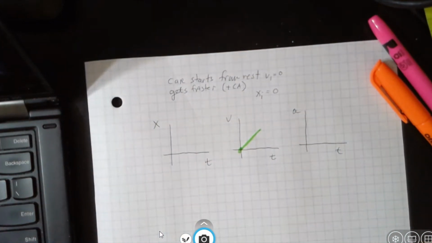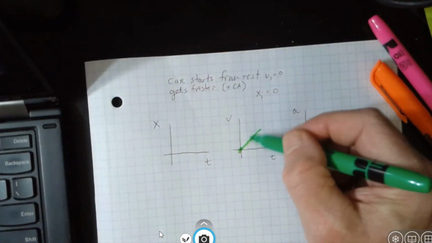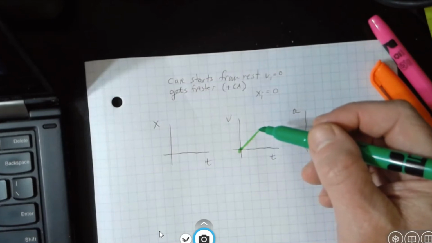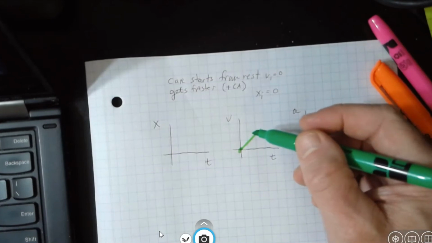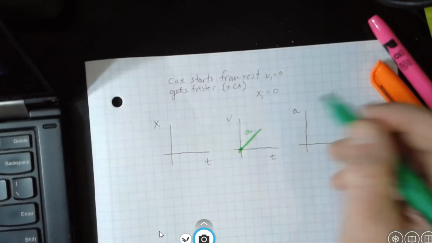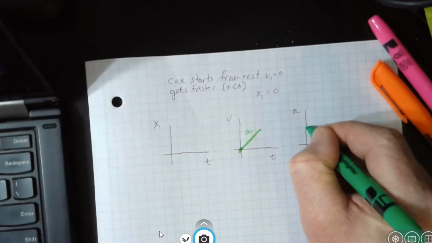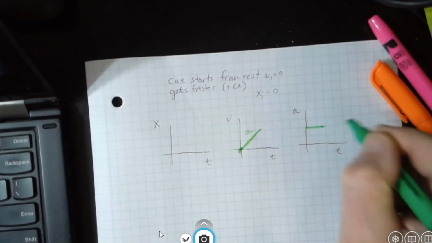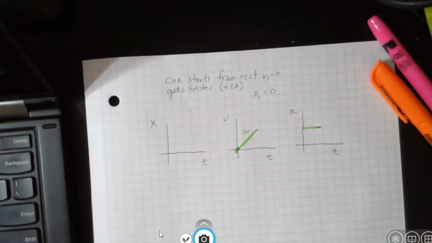Now, that diagonal line is an important idea. Well, the slope is the acceleration. So that slope is going to stay constant. That means on our a-t graph, we need a horizontal line in the first quadrant.